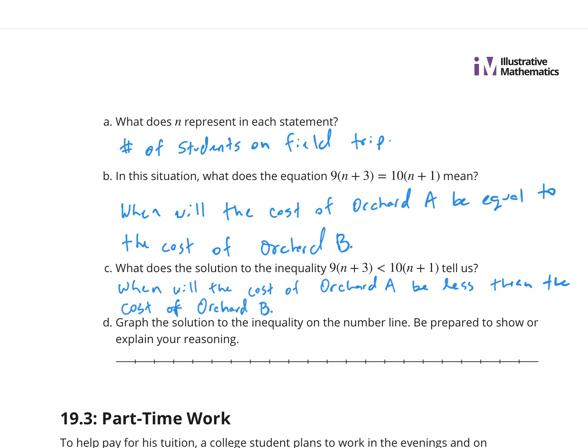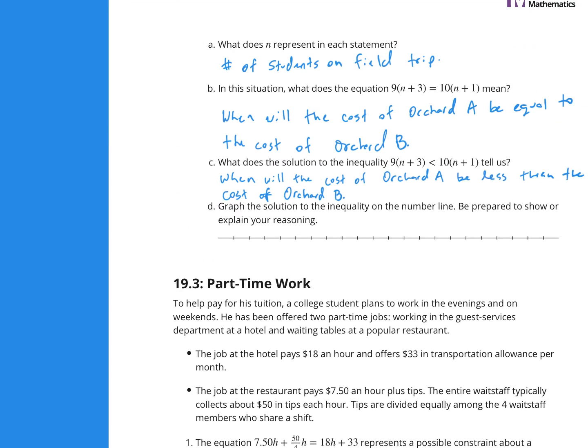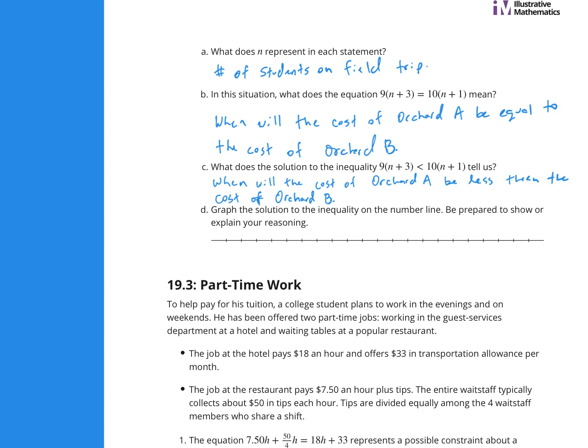The last question asks you to graph the solution to the inequality over the number line and to be sure to show your reasoning or explain your reasoning. So there are a couple of different ways that you could present this. One way is just plugging in different values of n until the inequality is no longer true.